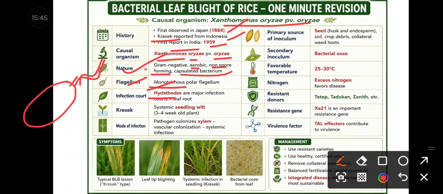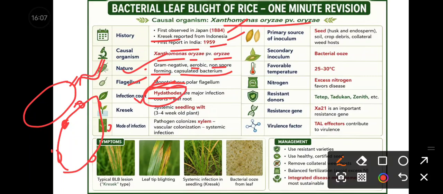Okay, this is also called water pores. The leaf has water pores at its corners. That is nothing but these hydathodes, through which this Xanthomonas oryzae enters into the plant cell. Very, very important question. Okay.